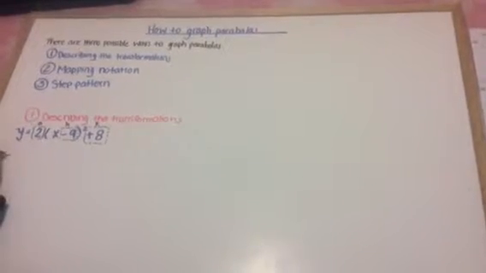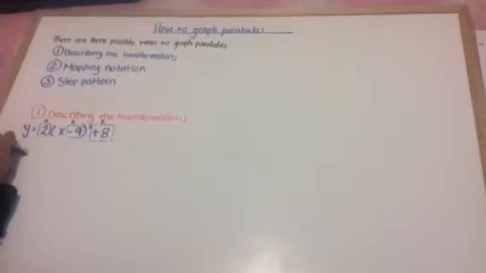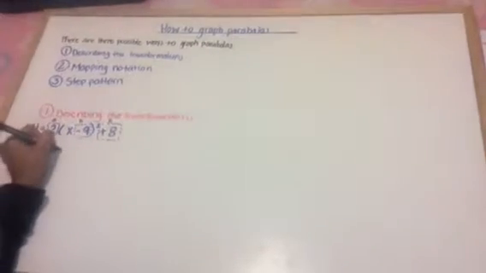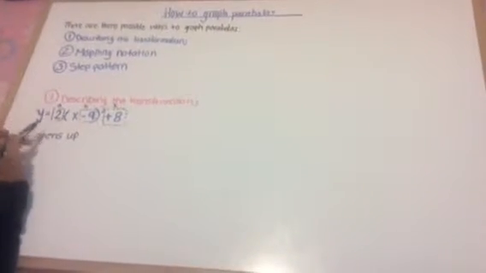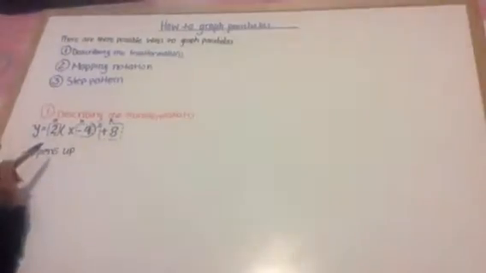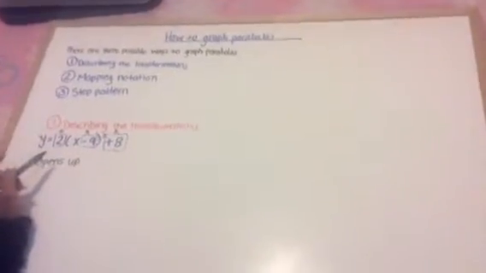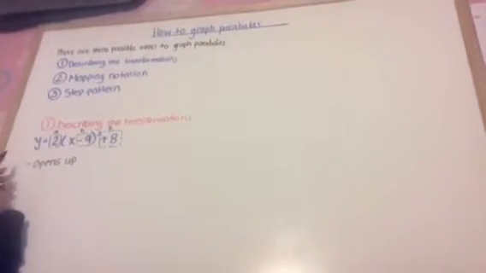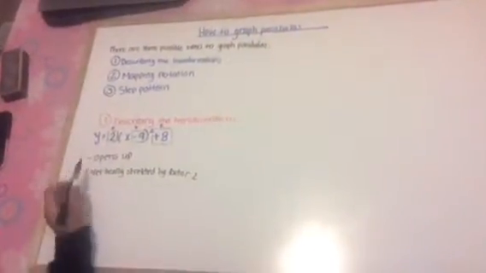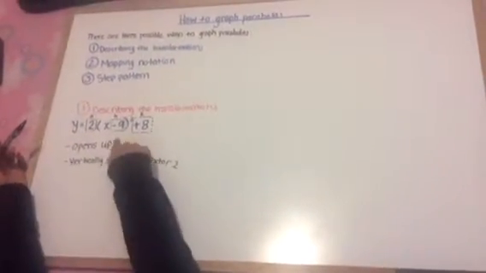Here, as you can see, the A value is positive, so you know it opens up. Also, the A value is more than 1, which tells you that it's going to be vertically stretched by factor 2. And since we're done identifying the A value, we're going to go to the H value.